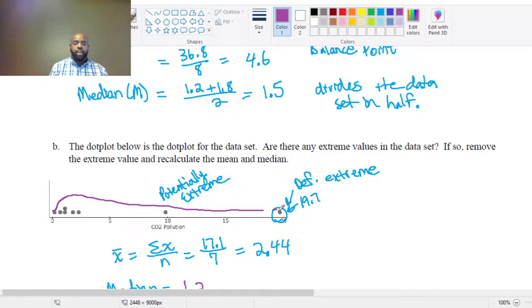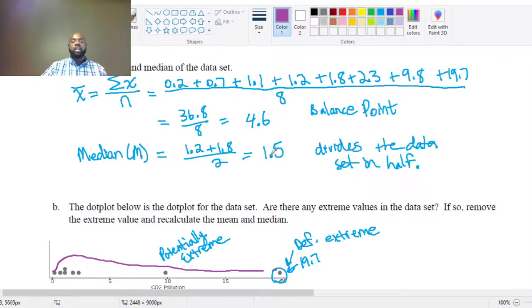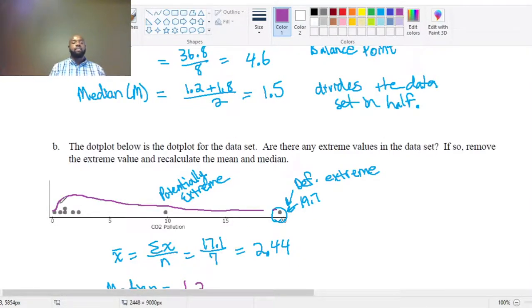Now, the median of this distribution was 1.5, which is somewhere in this area here. That's the median, while the mean was 4 point something, which is here. Notice that the mean is closer to the tail of that distribution compared to the median. It's on the right side of the median, which is the same side as the tail of that distribution.